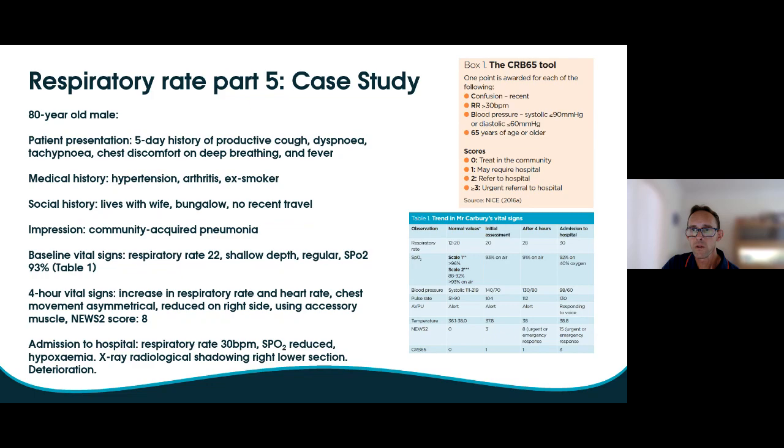It remains one of the vital signs that's often poorly assessed, and intermittent measurement of respiratory rate means that vital changes may be missed. And that draws to a close the last case study and the respiratory rate monitoring. Thank you. Are there any questions for me in regards to the respiratory rate system?